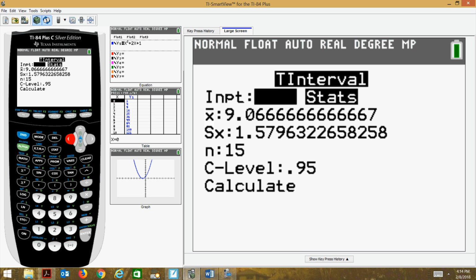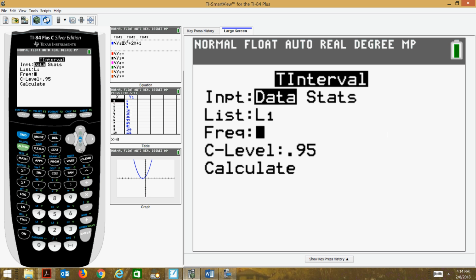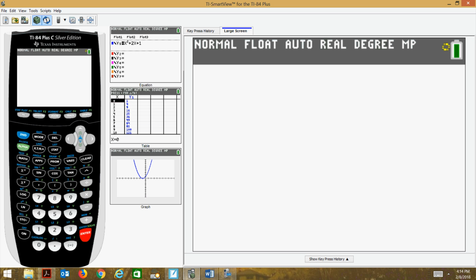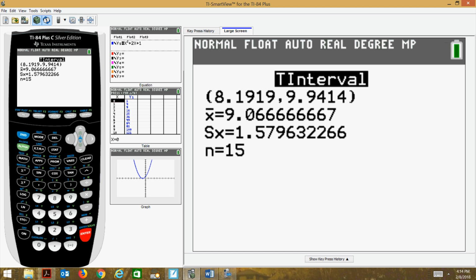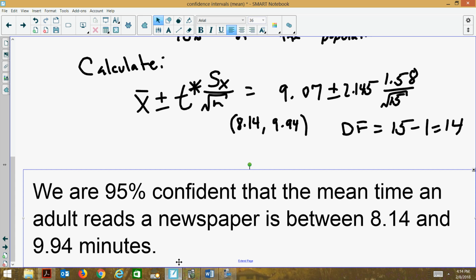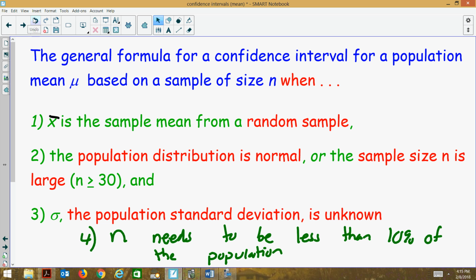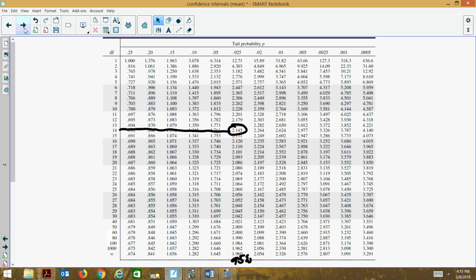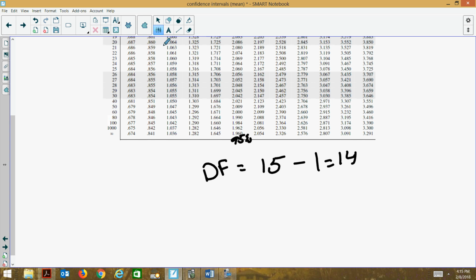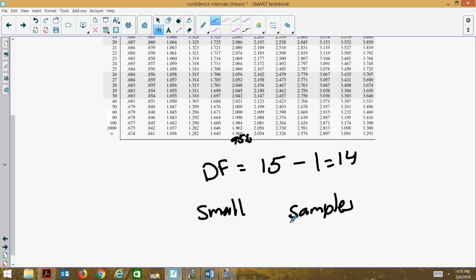So in either case, we will be able to calculate whether or not our confidence interval was accurate. So it was pretty accurate, 8.19 and 9.94. So the important thing to remember here is that using a t-distribution is only effective for small samples and when the population standard deviation is unknown.